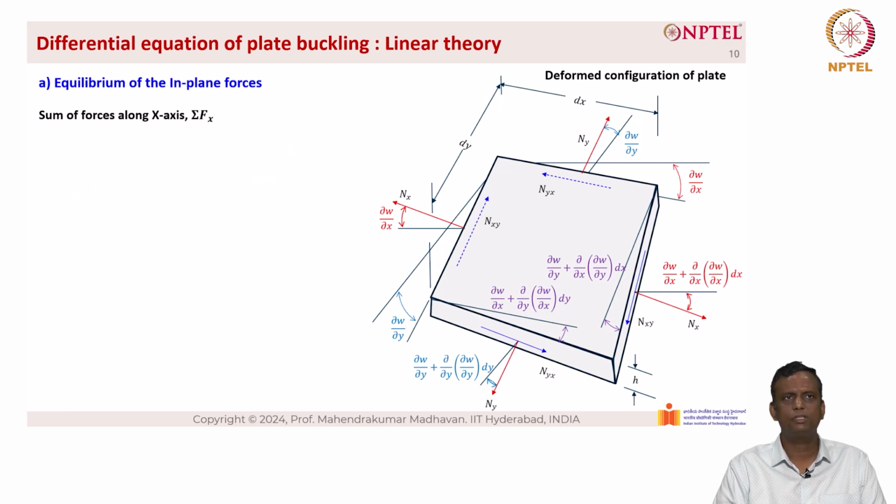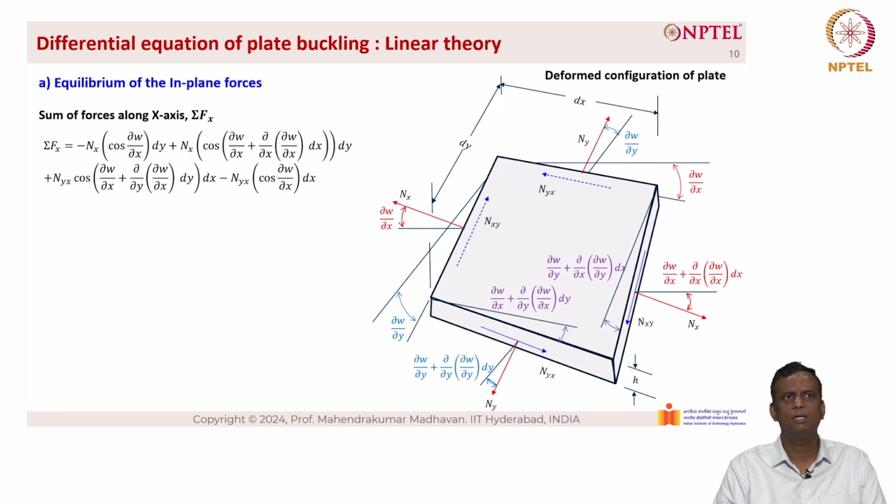Now, the summation of the forces along the x-axis, sigma fx, we have sigma fx equal to minus Nx into cos of dou W by dou x into dy. Basically, we are resolving the components in the x direction. So, we have this theta, which is dou W by dou x. When we resolve it in the horizontal direction, it becomes Nx into cos of dou W by dou x. Similarly, on the right hand side, it is Nx into cos of dou W by dou x plus dou by dou x of dou W by dou x into dx.